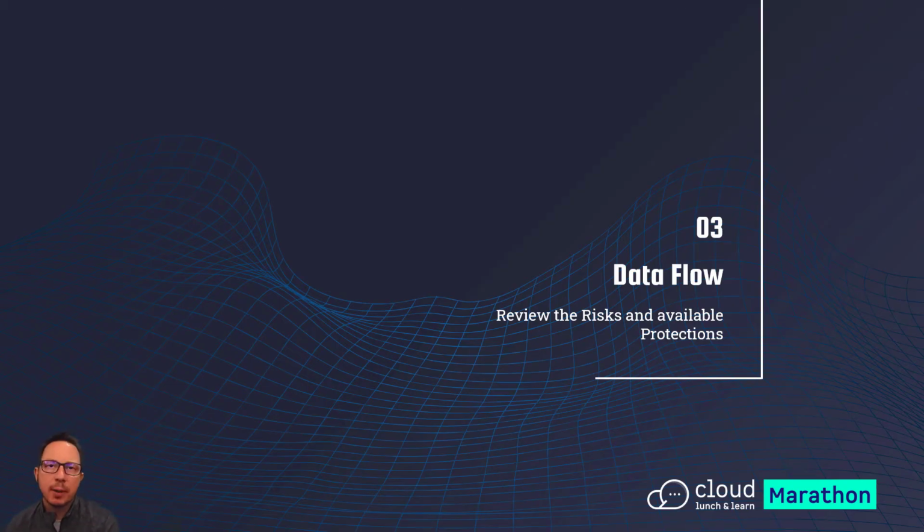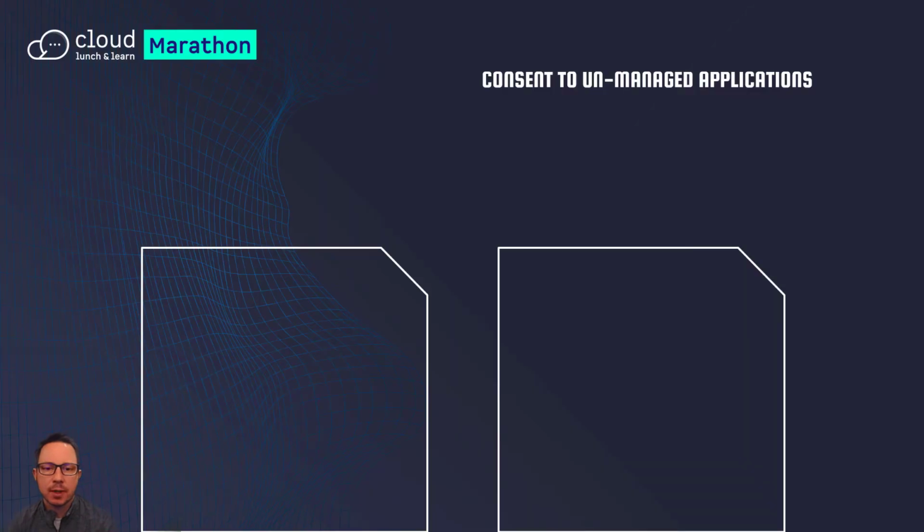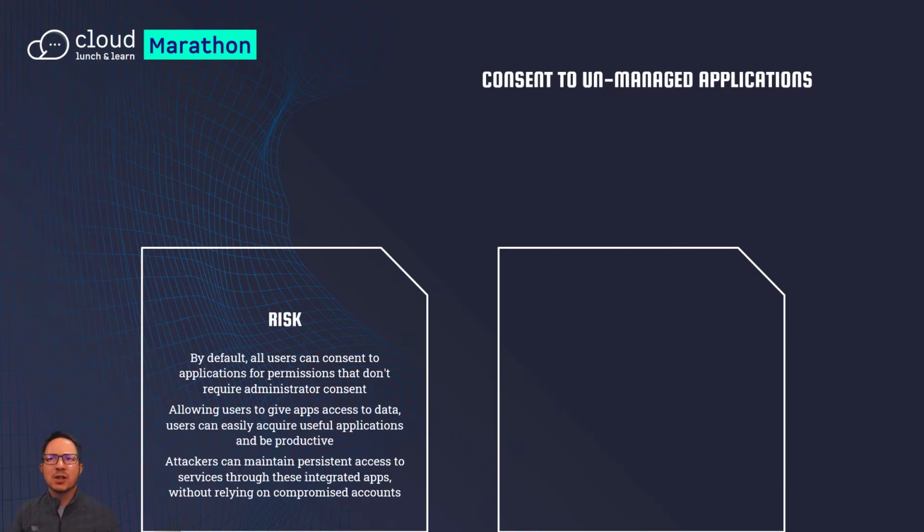Okay, so let's talk about our next block, which is our data flow. And we'll review the risks and protections. So the main one here is consent to unmanaged applications. Now, what's the risk and what does that really mean? Well, by default, most users are able to consent an application to themselves.